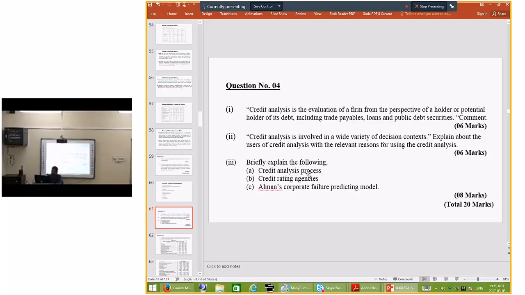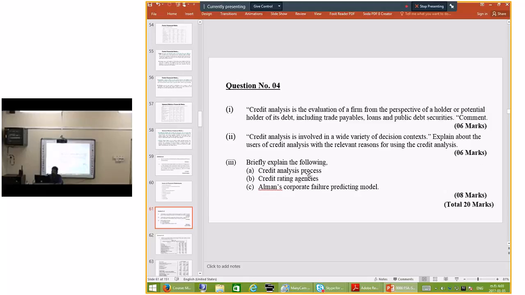Comments. Now you have to discuss this matter and the content of this potential and prospective debt details, right? Credit analysis is involved in a wide variety of decision contexts. Explain the uses of credit analysis with the relevant reasons for using credit analysis.